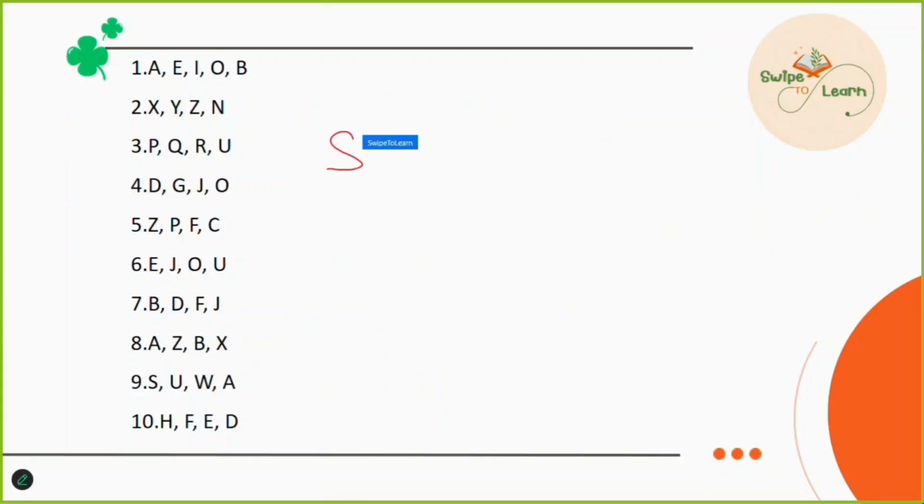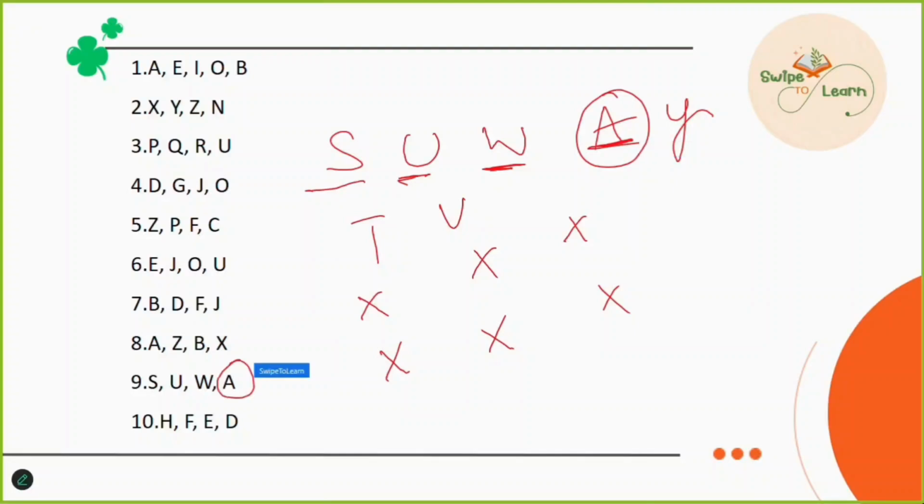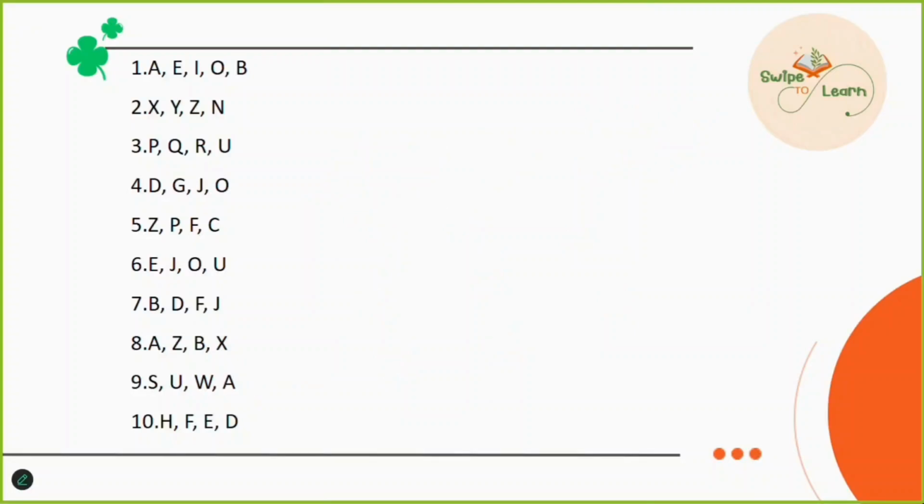Next, S, U, W and A. We can clearly see that S is mentioned here, T is not mentioned, U is here, V is not mentioned, W here and X is not mentioned, and the next one should be Y. That means one alphabet after the other is dropping down. So the answer should be Y, but there is an answer of A. So A is odd man out here. And 10th question, why don't you guys try it out? Yes, you try out this question.